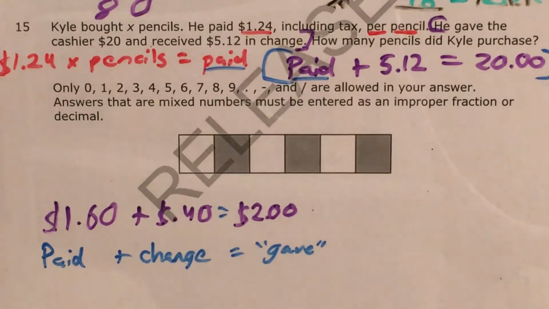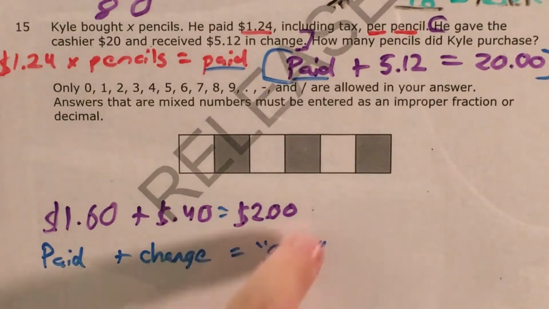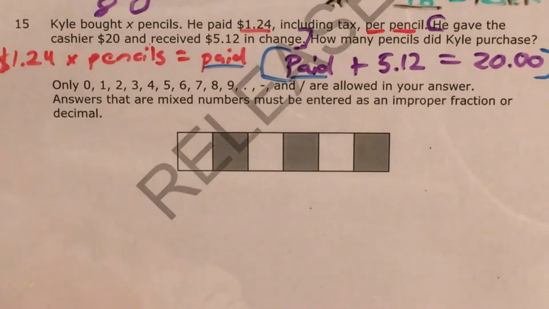So this is going to be a doozy from here on out. We've already done a lot of background work, but I'm going to have to use the magic of editing to make all of this disappear. Okay, ta-da. So now we'll use this number sentence. How much he paid plus $5.12 equals $20.